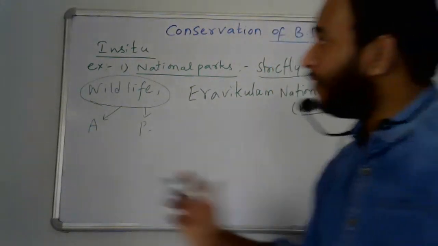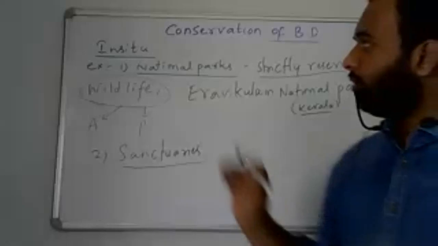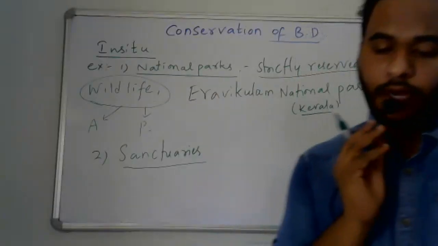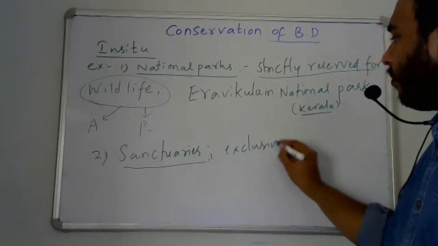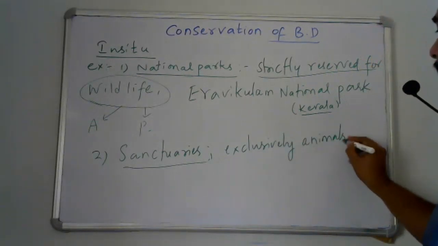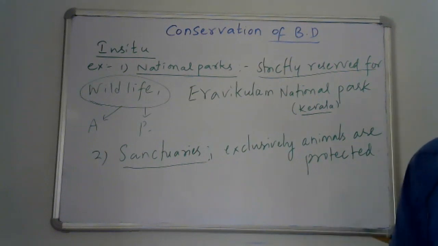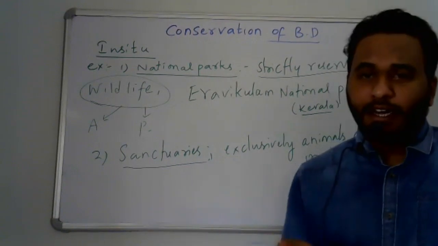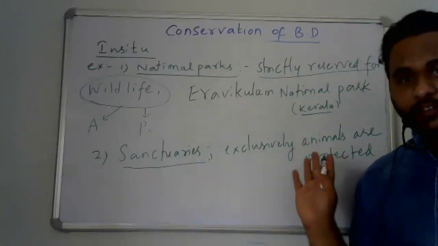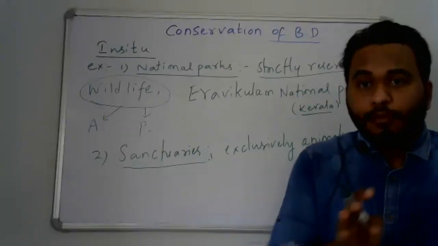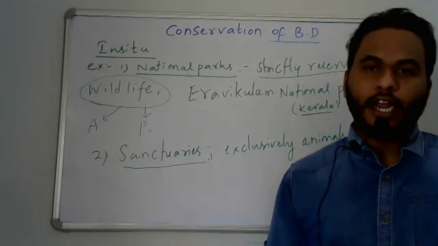So coming to the second type, sanctuary. Sanctuaries are the same as national parks, but the protection is given exclusively to animals. That doesn't mean that the collection of timber, killing of trees, or deforestation is allowed. Even though it's a sanctuary exclusively for animal protection, deforestation is not at all allowed; it is strictly prohibited in every kind of in-situ or ex-situ conservation.